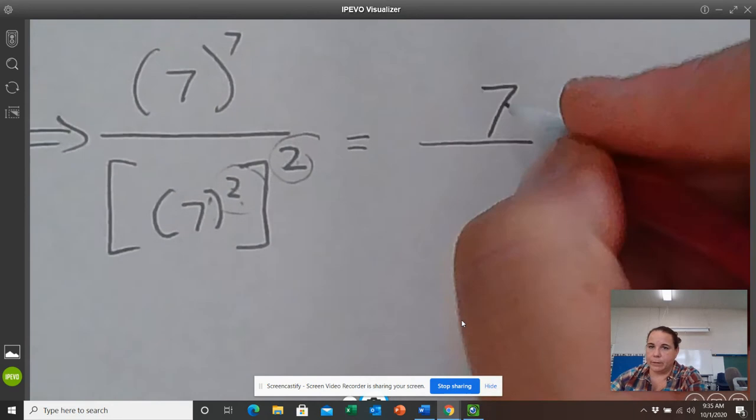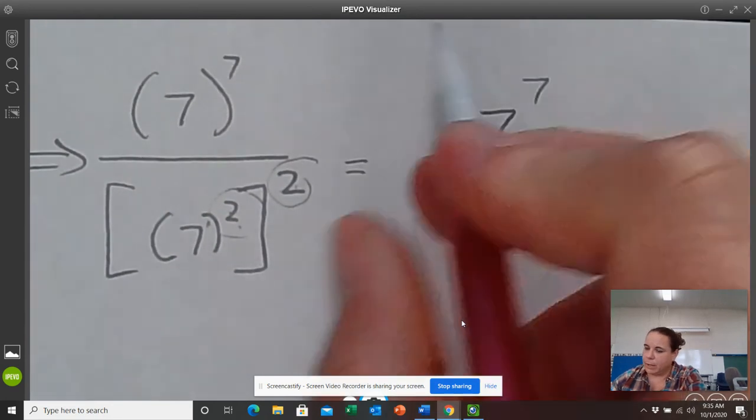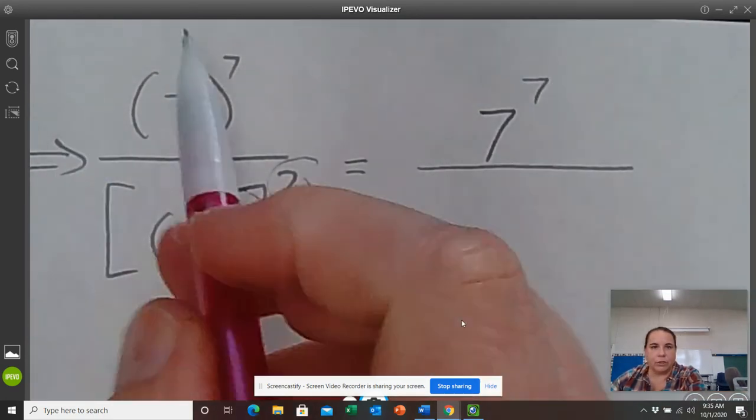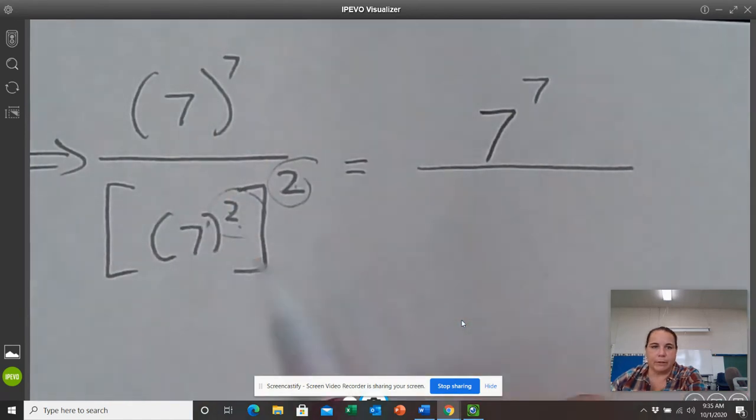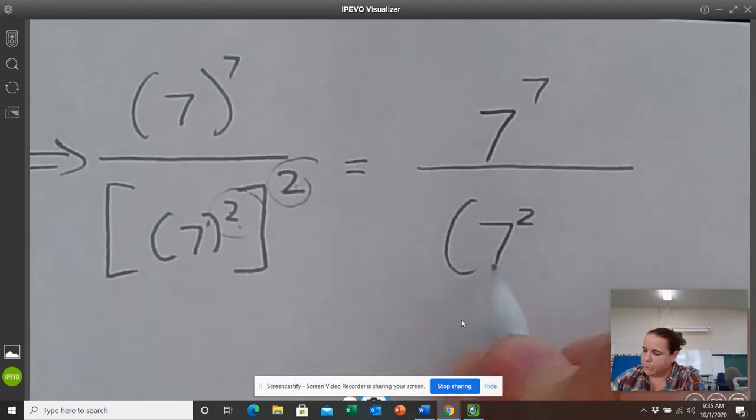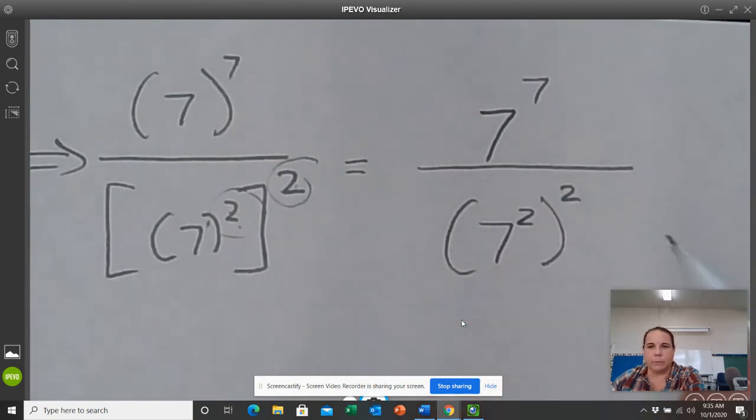So we're going to write this as 7 to the 7th power. I don't need those parentheses anymore. It's just a plain old 7 to the 7th power. So I'm going to write it like this. And this is just 7 to the 2nd power to the 2nd power. So it looks like I still need to simplify something here.